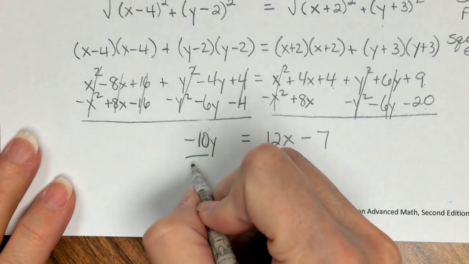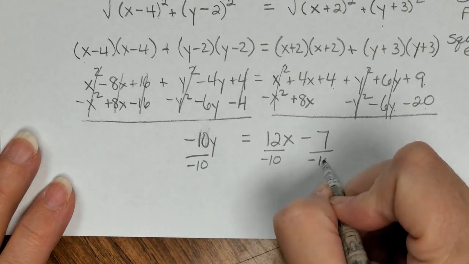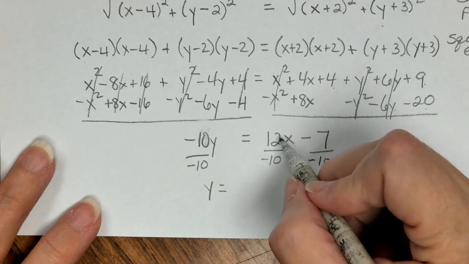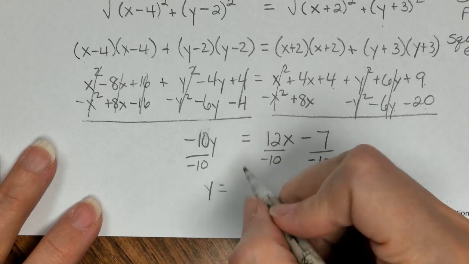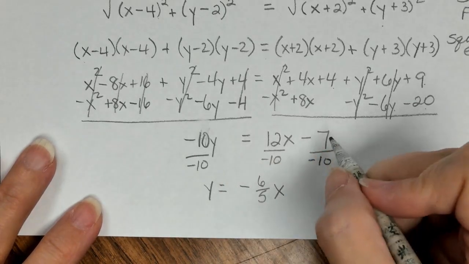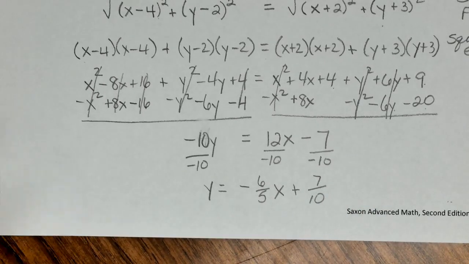So we're dividing by the coefficient. Y equals, and then that reduces. This will be negative 6/5 x plus 7/10. Okay, and that is it. It's in slope-intercept form. We are done with that one.